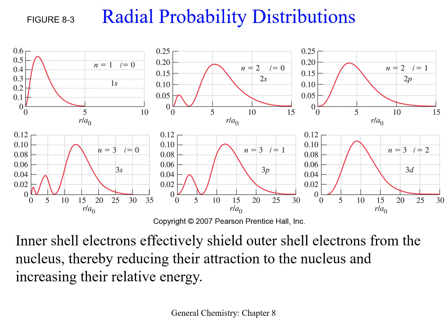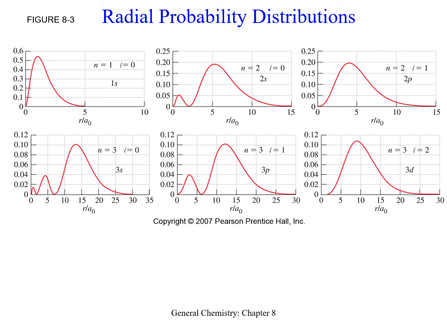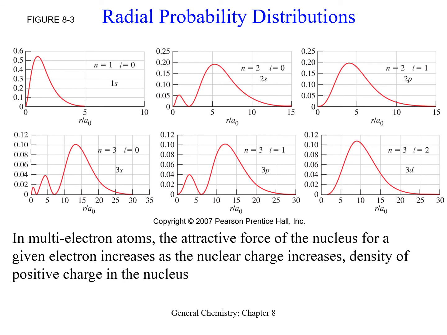And so the inner shell electrons effectively shield the outer shell electrons from the nucleus, thereby reducing their attraction to the nucleus and increasing their relative energy. And that's important. This is called core shell valence shell electron pair repulsion. In multi-electron atoms, the attractive force of the nucleus for a given electron increases as the nuclear charge increases. Okay, and so we're going from left to right on the periodic table.